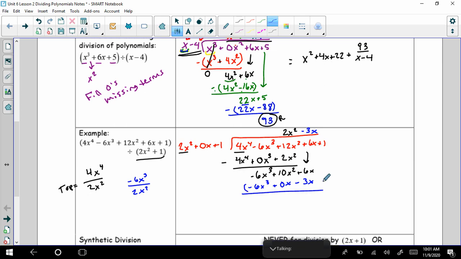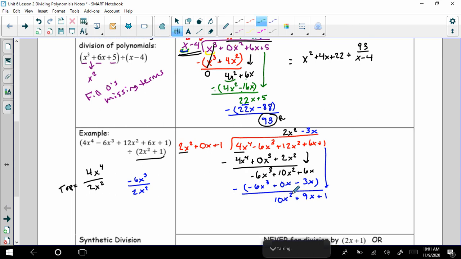Watch your signs here because you are subtracting. And so those cancel. That stays as 10x squared. This is minus negative, and so we end up with plus 9x. Drop down your last one. So this is our last time through. There's nothing else to drop down after this.